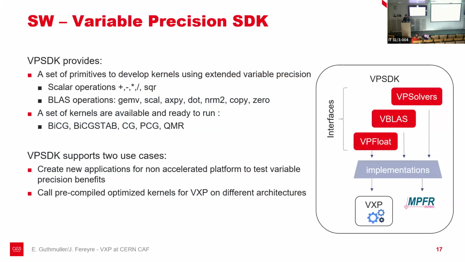So what is the variable precision SDK? It provides a set of primitives that allows developers to write arithmetic operations on scalar numbers, and call some BLAS operations such as GEMV, scale, AXPY, and other ones to allow them to build their own solvers. But we also provide some optimized solvers like BTG, BCG stab, and other ones that allow more complicated applications to take advantage of the variable precisions.